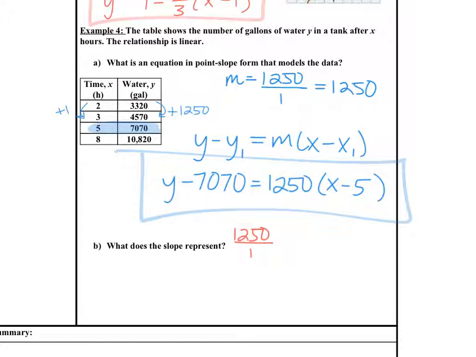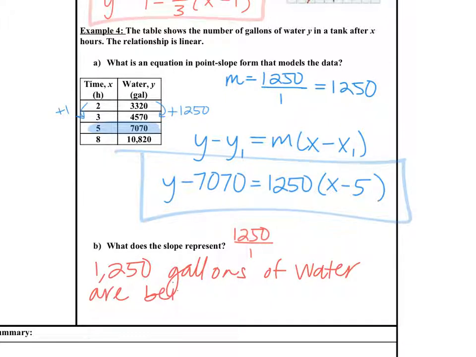So can we put it all together? Explain what's happening in the tank with the gallons and the water. Elena? Wonderful. How much water is being added each hour? Yeah. 1,250 gallons of water are being added to the tank. Each hour, or every hour.